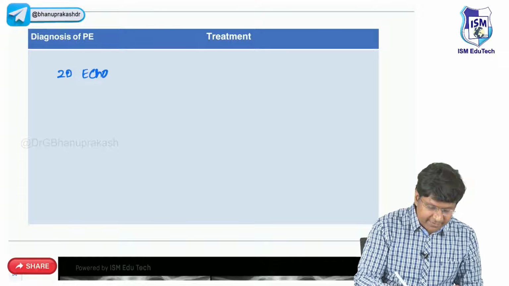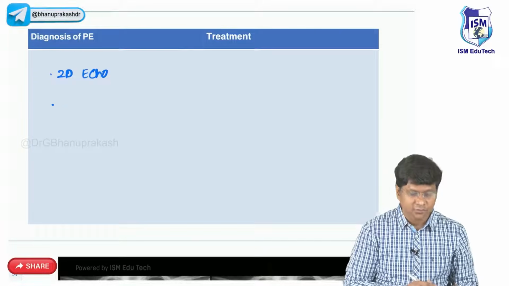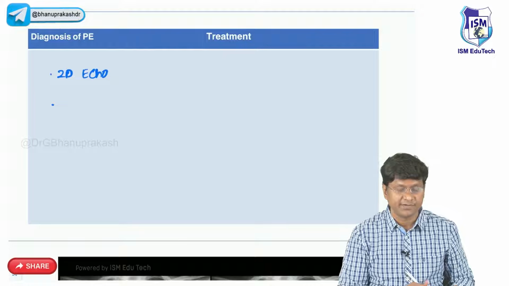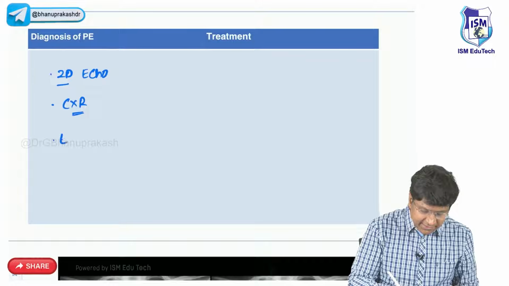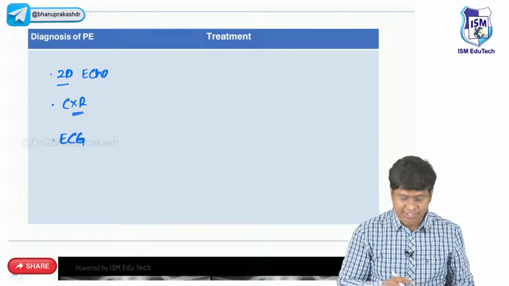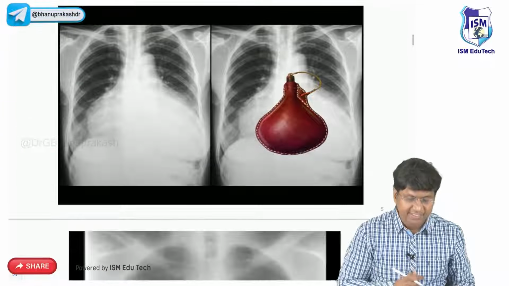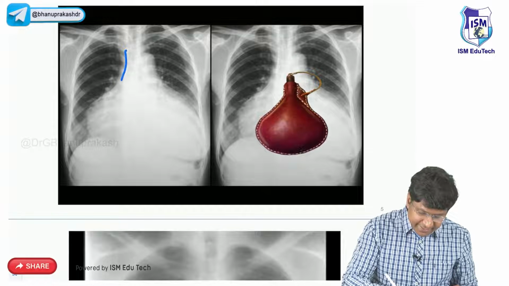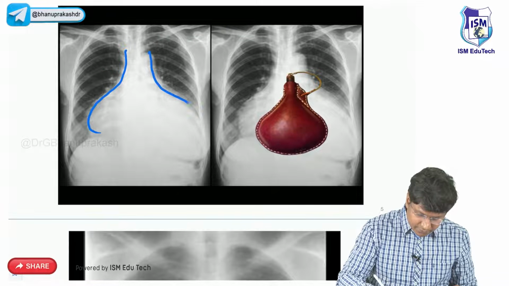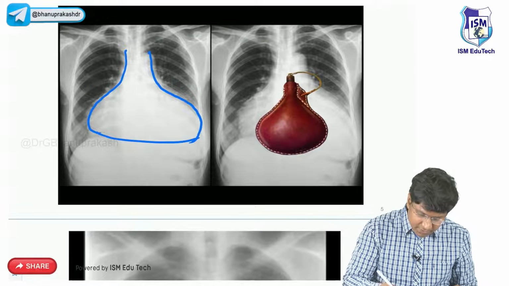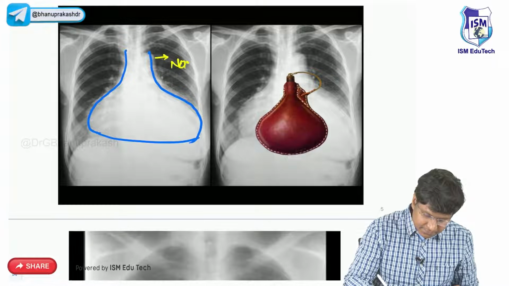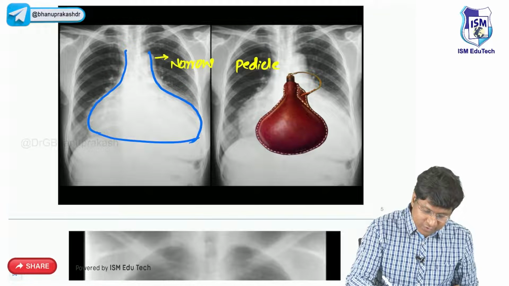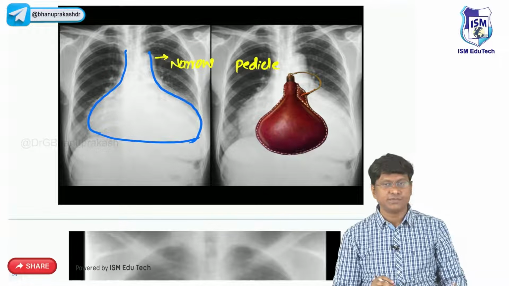Number one, it can be diagnosed by 2D echo. That is one methodology of diagnosis of your pericardial effusion. And the other method of diagnosis is by your chest X-ray. And then the ECG. Now, what will the chest X-ray show you? The chest X-ray will show you that there is cardiomegaly, and if you take the pedicle of the heart, right, you will have a narrow pedicle. That is what you will notice in case of pericardial effusion.